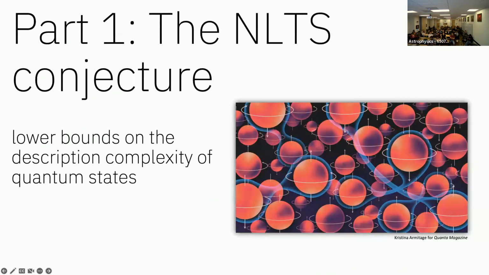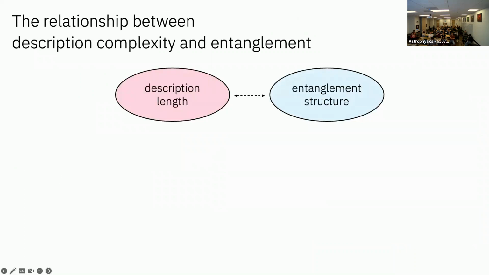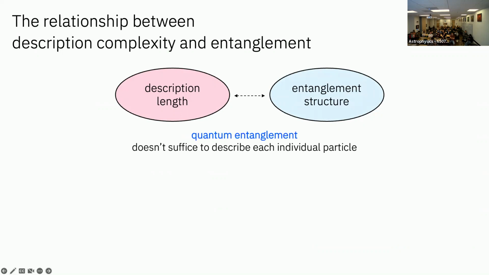Okay, so let me go to this idea called the NLTS conjecture. It stands for the no low energy trivial states conjecture. To back up, let me say something about where we got started. I said at the very beginning that I wanted to understand how easy it is to describe quantum states. But there was a reason why we started with that: we believe there's some nascent connection between description length and entanglement structure. And this is something I told you on the first slide. Entanglement morally says that it's insufficient to describe individual particles; in order to describe the system, you have to describe these interactions.